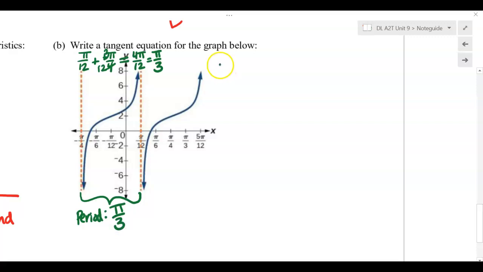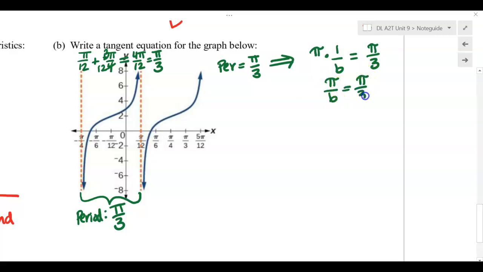If I know that the period is pi over 3, remember I have to think through this to get the b value. I know that it gives me the b value, but I have to do some work. Normally the tangent has a period of pi. It was stretched or compressed by a b value, and in this case produced a period of pi over 3. This means pi over b equals pi over 3, and b must be 3. So I know that the b value is 3.